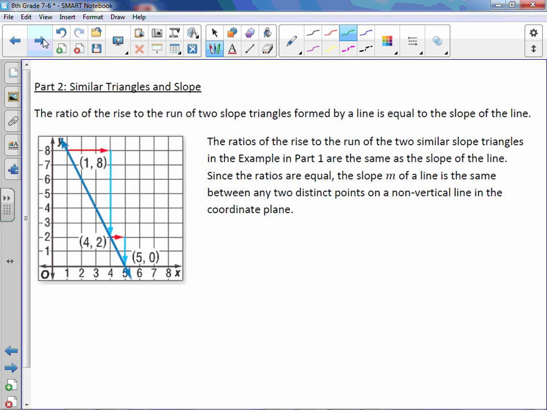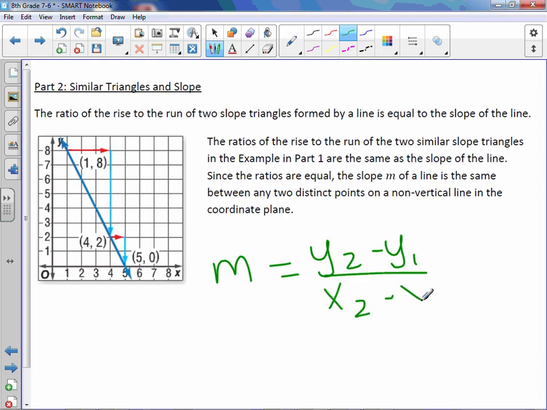The ratio of the rise to the run of two sloped triangles formed by a line is equal to the slope of the line. The ratios of the rise to the run of the two similar sloped triangles in the example in Part 1 are the same as the slope of the line. Since the ratios are equal, the slope m of a line is the same between any two distinct points on a non-vertical line in the coordinate plane. And recall that slope is the change in y, y2 minus y1, over the change in x, or x2 minus x1.